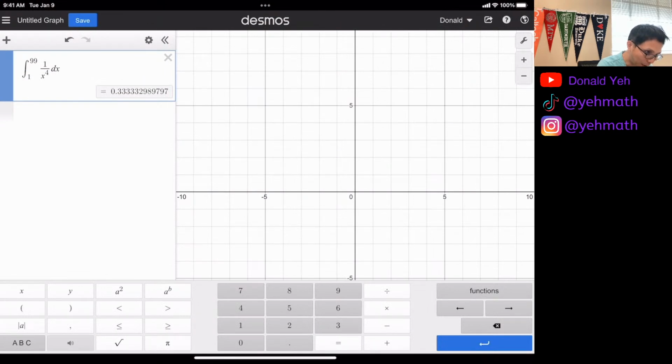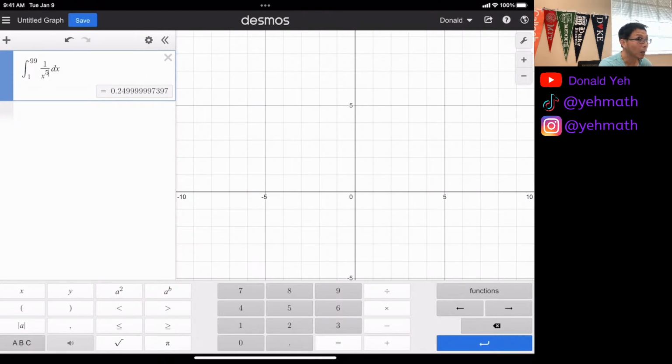Yeah. So if you see that 1 over x to the 4th is gonna be 0.33333333. Stop doing that. Does that make sense? So if you change it to 5, you will get 0.25. It's just gonna be 1 over p minus 1. So that's 1 over 5 minus 1, so it's gonna be 1 over 4, which is 0.25.